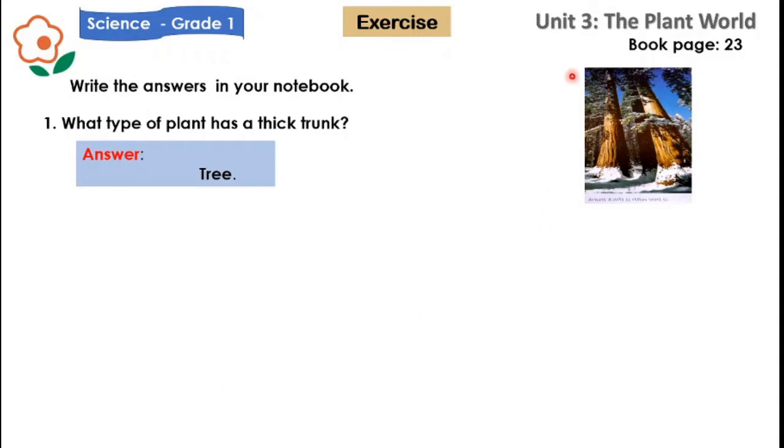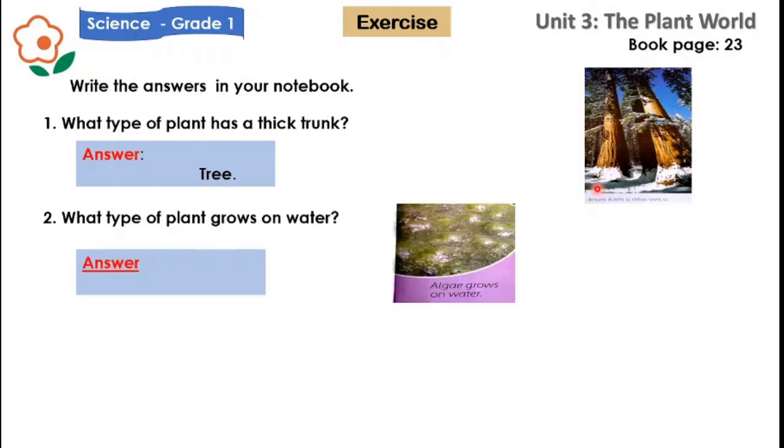And here you can see very tall trees with a very thick trunk. So it is the type of plant with a very thick trunk. These are trees. Number 2. What type of plant grows on water? So what type of plant? It's algae. Algae grows on water.